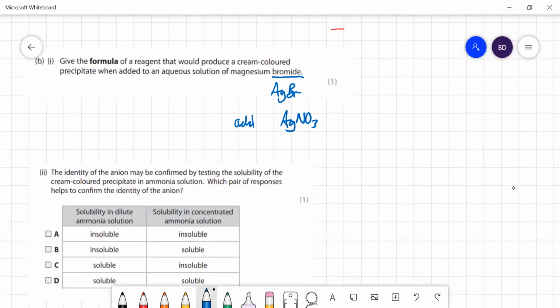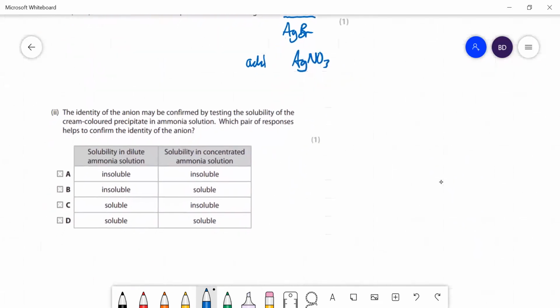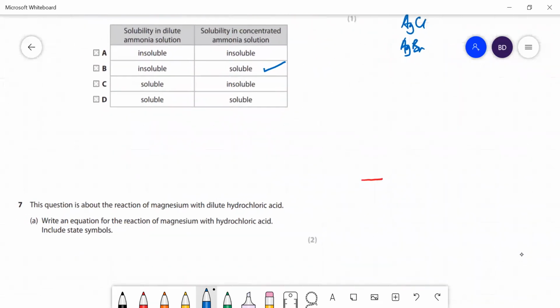The identity of the anion may be confirmed by testing the solubility of the cream-colored precipitate in ammonia. Which pair of responses helps to confirm the identity of the ion? Now you probably remember there's a bit of a trend. Silver chloride is soluble in dilute ammonia, silver bromide is only soluble in conc ammonia, and silver iodide is insoluble in both. So insoluble in dilute but soluble in concentrated. So B is the answer there.